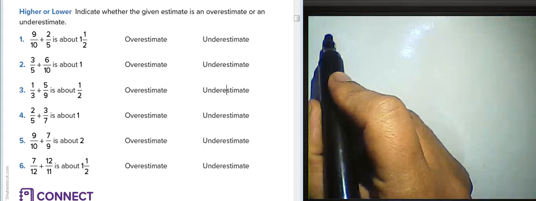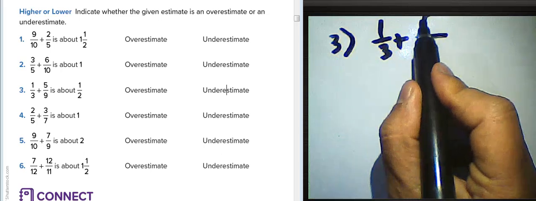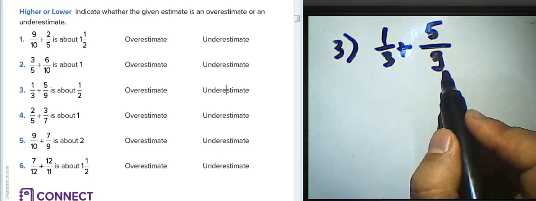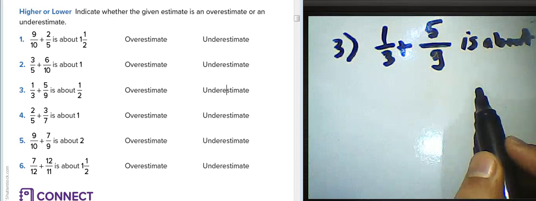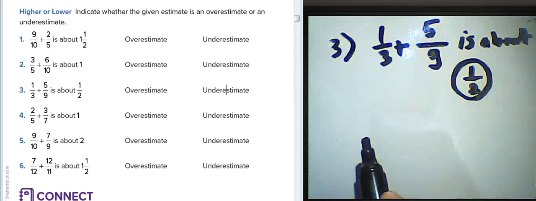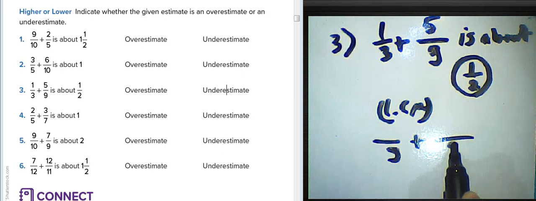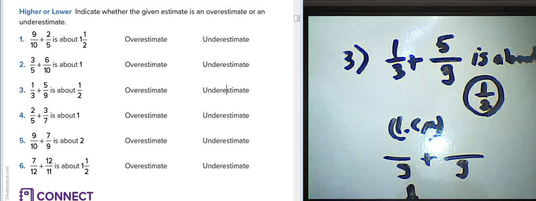Look with me at question number 3. 1 over 3 plus 5 over 9. We can find the least common multiple between them. He gave us the estimation half. Okay, I will solve it by finding the least common multiple of the two denominators. We can write 9 in the denominator and ask yourself, 3 becomes 9 by multiplying by 3. We know 3 times 3 equals 9, then 1 times 3 equals 3.